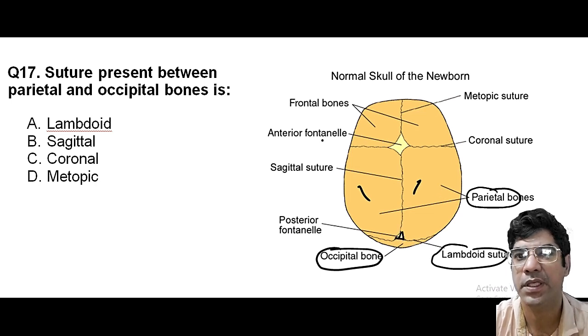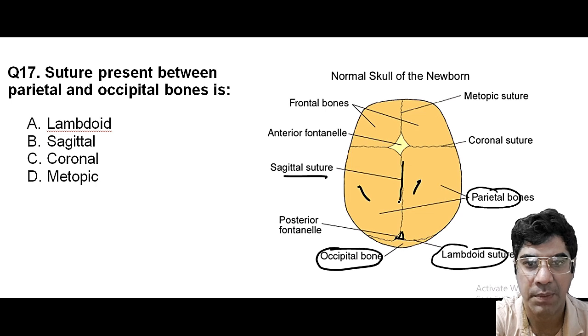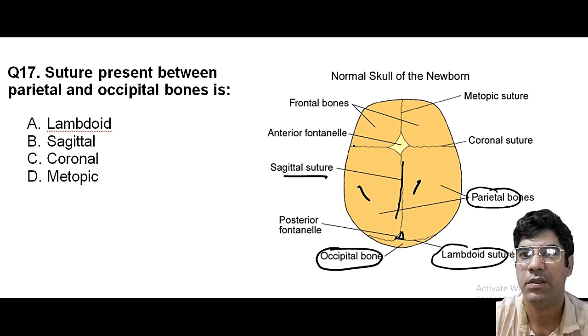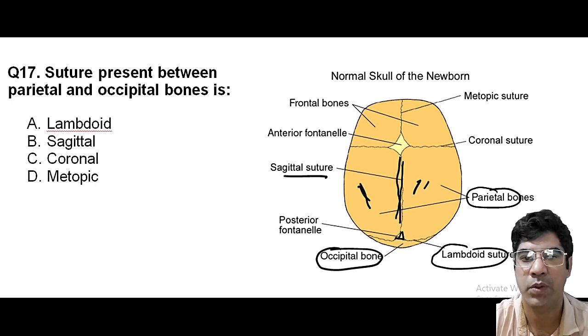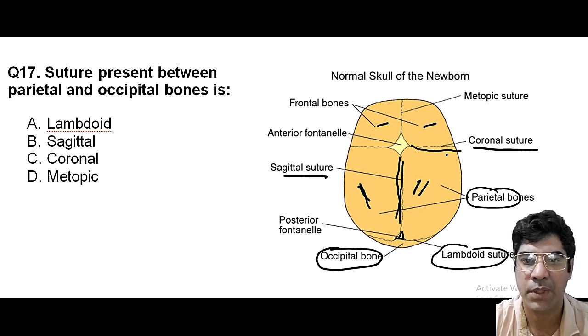The sagittal suture. So this is the sagittal suture. It runs along the midline of the skull and separates the two parietal bones. So the sagittal suture will separate these two parietal bones. The coronal suture. This one is the coronal suture. It runs horizontally. It separates the two frontal bones from the two parietal bones.